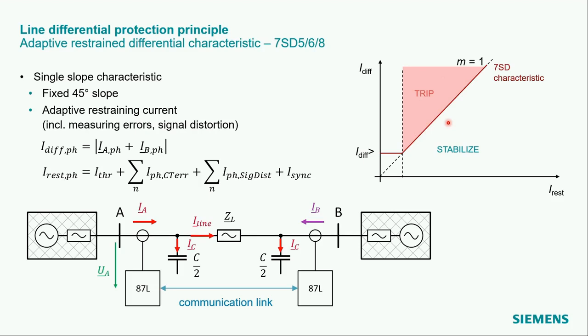We provide a setting for the minimum differential pickup current. This should be set higher than the expected capacitive charging currents. A differential current above the characteristic will trip the circuit breaker, or the relay will trip the circuit breaker, and below the characteristic the relay will stabilize.